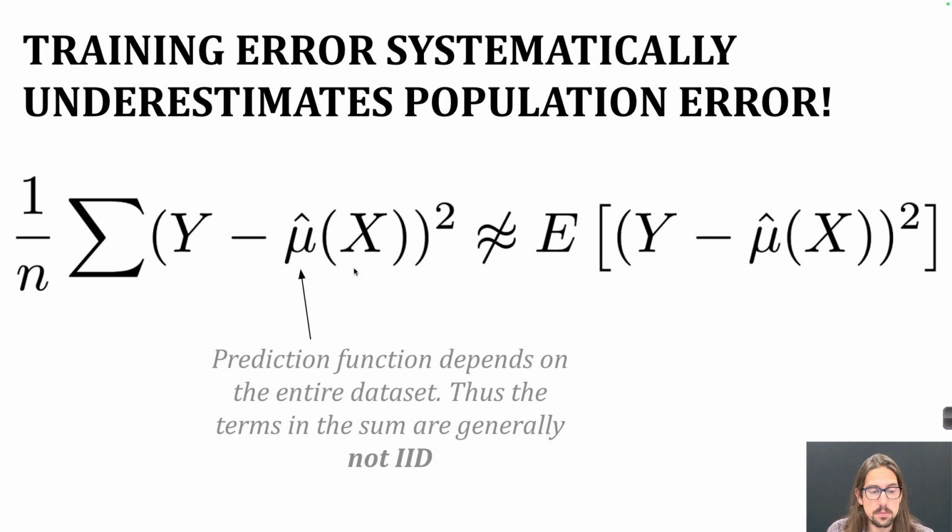And the reason is that the terms in this sum are not IID. Yes, Y and X are IID across different people, but this mu hat is not IID, right? What I mean is that this mu hat, the regression function, you chose by looking at all of the rows in the data set. So this guy has seen all of the rows in the data set, and now you're plugging it into these different terms in this estimator and assuming that those different terms are IID, but they aren't, because this has seen everything already. So the central limit theorem doesn't actually apply here. This training error is not a good estimate of the population error.